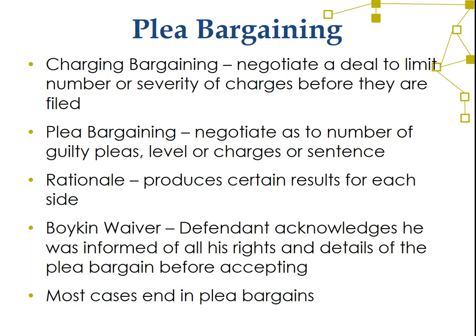Now, prior to accepting a plea bargain, the judge must question the defendant in open court to ascertain that he or she truly understands the constitutional rights that are being waived when a plea bargain is entered. Some of those would be the privilege against self-incrimination, the right to trial by jury, or the right to confront one's accusers. If you take a plea bargain, you're basically giving up those 3 rights. So that's why the judge will do this in open court.